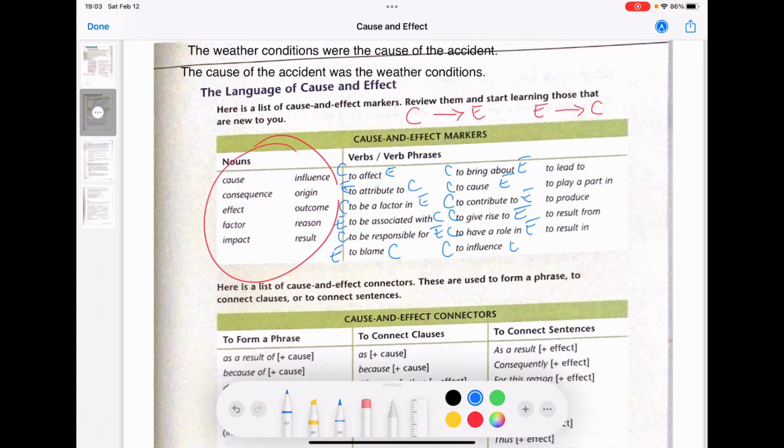A cause can influence an effect. A cause can lead to an effect. A cause can play a part in an effect. A cause can produce an effect. This is the opposite here.